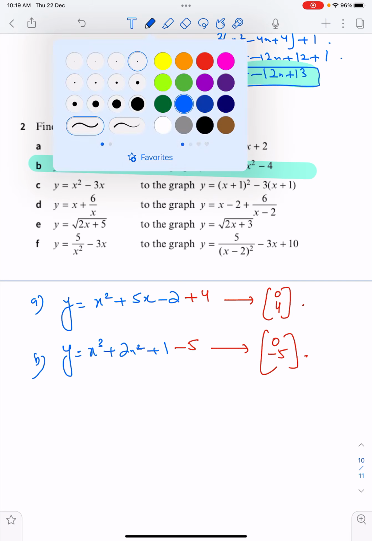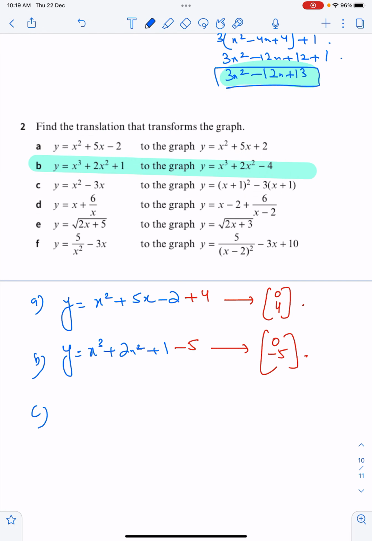Okay, the C part, y equals x squared minus 3x. Now if you notice, in place of every x they have put x plus 1. Plus 1, that means the graph is going to shift onto the left by 1. Horizontally it has moved onto the left by 1. So the translation in this case will be (-1, 0).